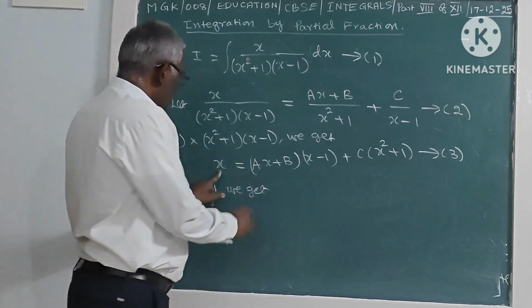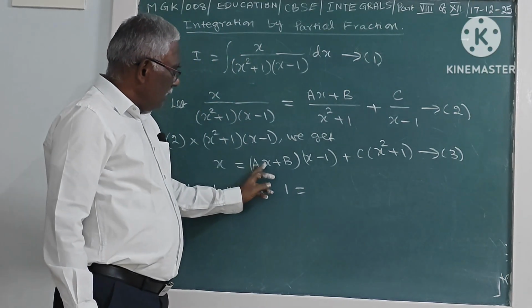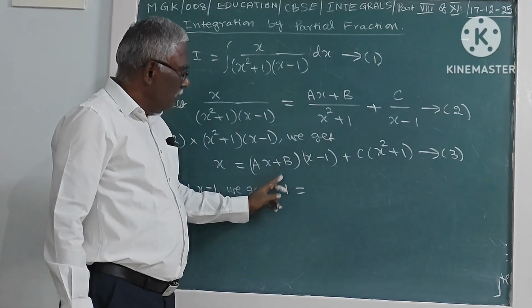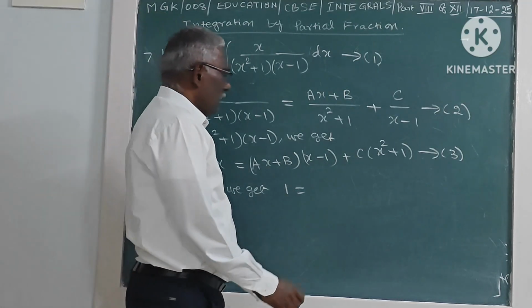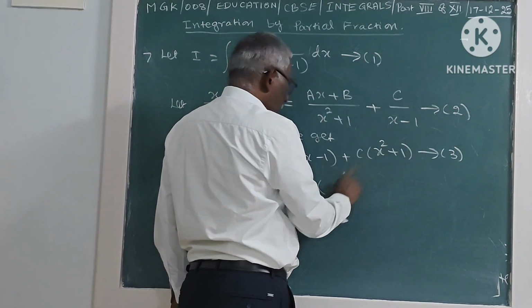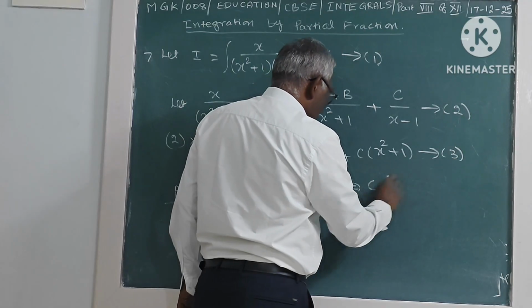Left hand side, x is 1 means 1 is equal to a into 1 plus b, into 1 minus 1, 0 comes. So this term vanishes. C into 1 square plus 1, that is 2. So this gives the value of c is 1 by 2.